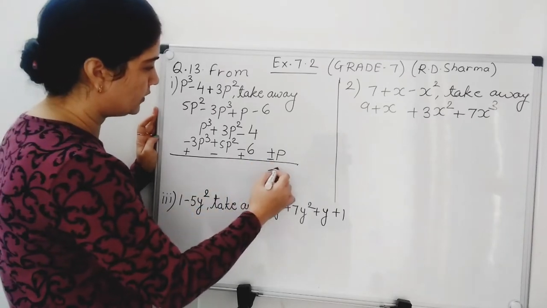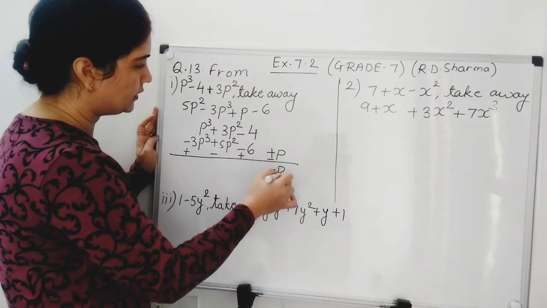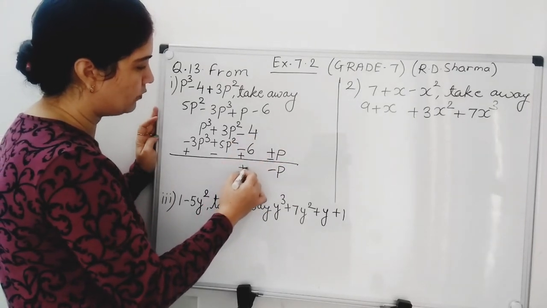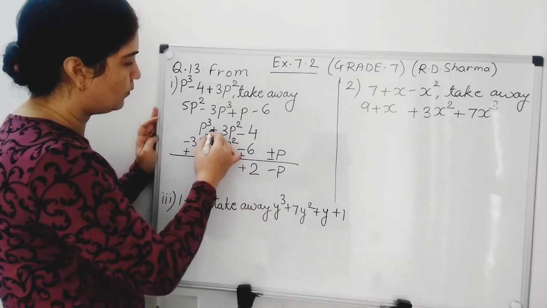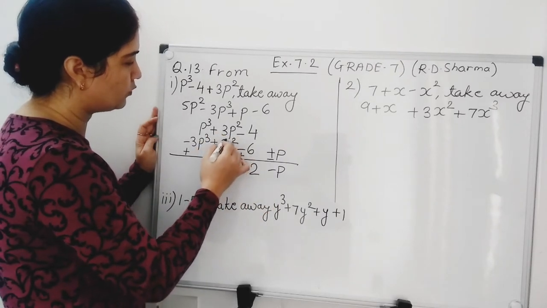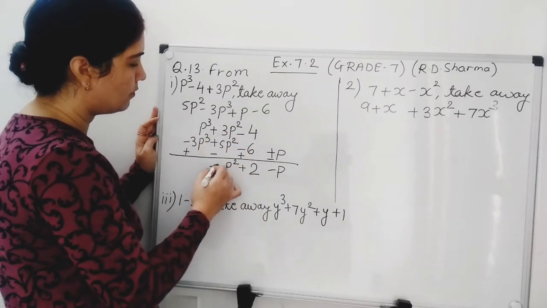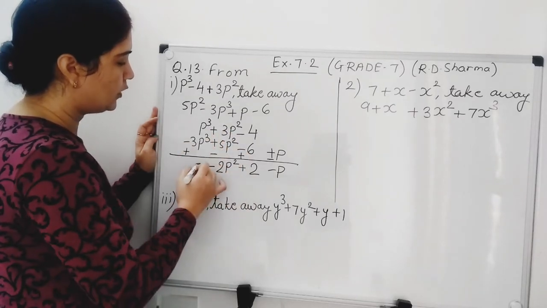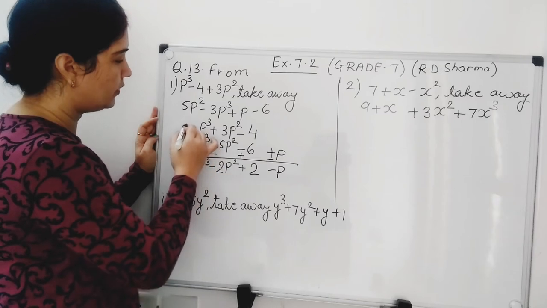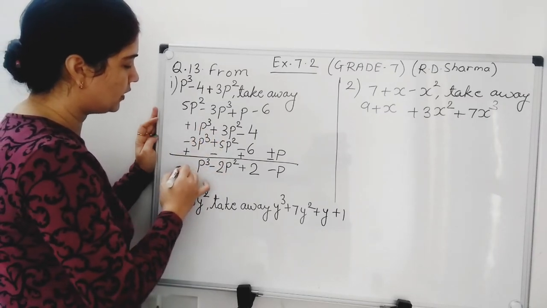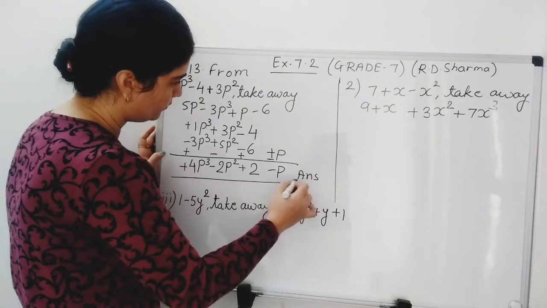So we'll write this negative p as it is because there is no term above. Now minus 4 plus 6 will give you plus 2. Now plus 3p square minus 5p square, so p square as it is, minus 5 plus 3 is minus 2. P cube as it is. Here we can assume it's a plus 1, so plus 1 plus 3 will give you plus answer.